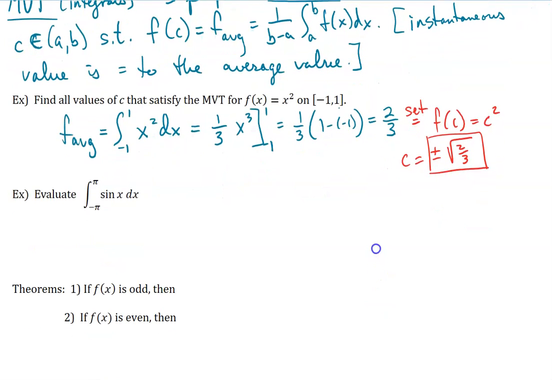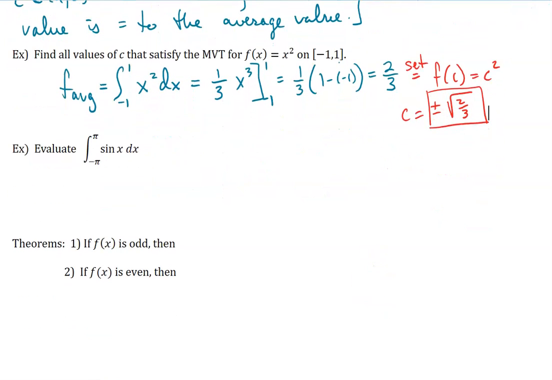The last part of this section is not specifically related to the MVT, but is about using symmetry to evaluate definite integrals, okay? And so I want to talk about a couple types of functions. First of all, we have the integral from negative pi to pi of sine x dx. Now, could we actually just do an antiderivative of sine x? Yes, it'd be negative cosine x, and then we could plug in pi and negative pi, but I want to think about what this looks like with a graph, okay?